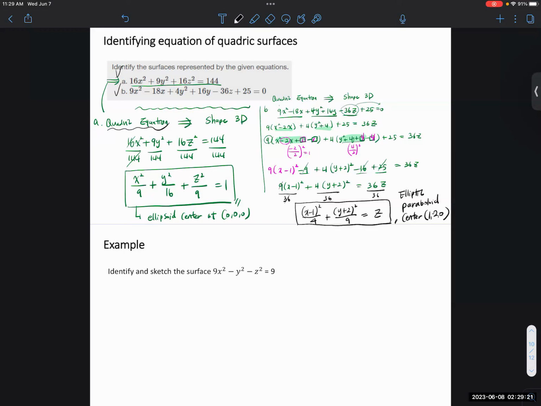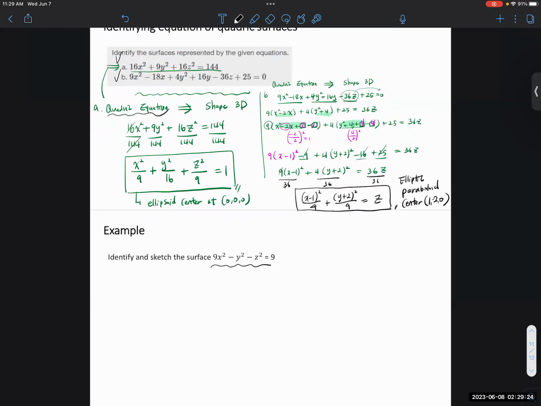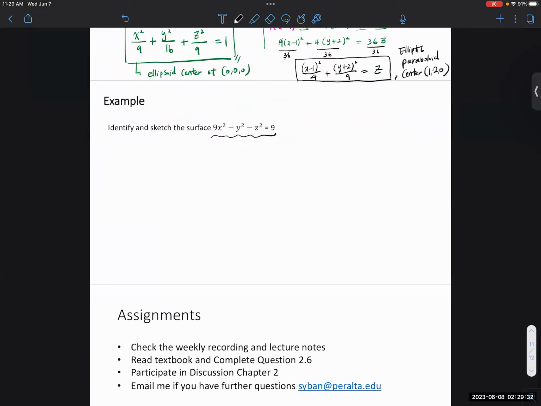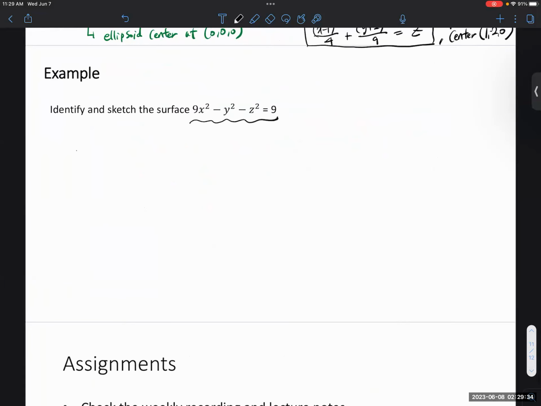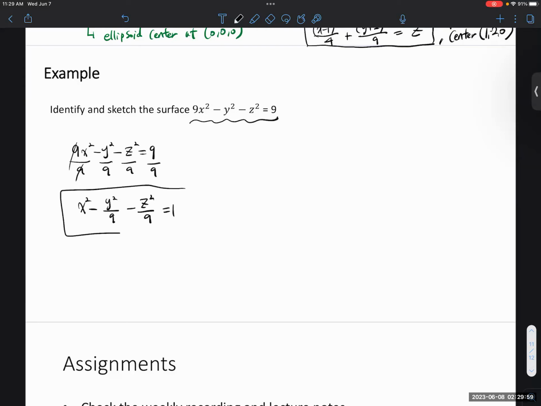So one more example, let's take a look at the next one. This is also a quadratic equation. I want to find one of the 3-dimensional corresponding equations. So what are you guys going to do? We have 9x² minus y² minus z² equal to 9. Let's divide by 9 everywhere. 9 cancels. So that would be x² minus y²/9 minus z²/9 equal to 1. So this is your equation.